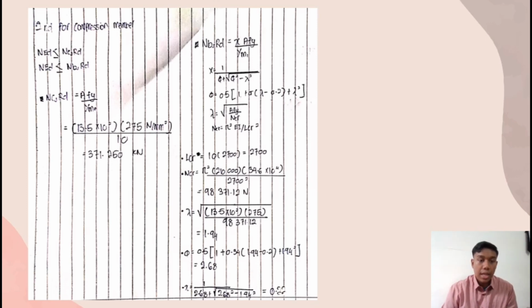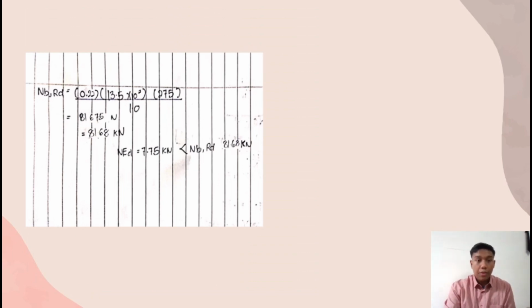Next is the step for the compression member. You must compare NED with NCRD and NED with NBRD, and we choose the smaller one. First the NCRD, this is the formula, and we get 371.250 kN. This is the NBRD formula. There is a lot of formula to find. This is the final answer for NBRD, 81.68 kN, and we compare it with the NED for compression, 7.05 kN, which is smaller than the NBRD of 81.68 kN.